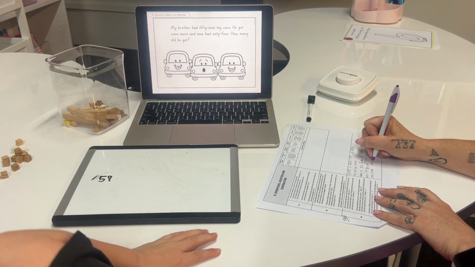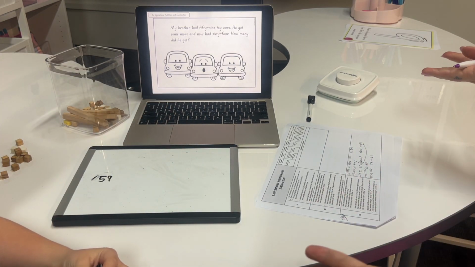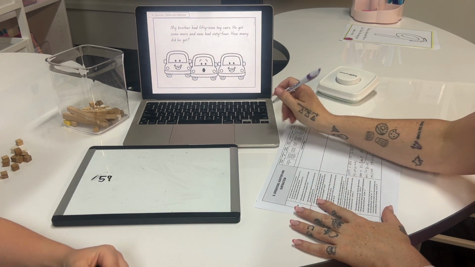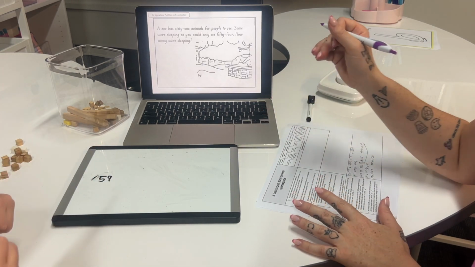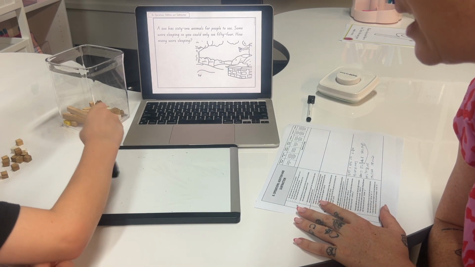Whoops. That's all right, you're good. Oh my God. So you split the 5 into 1 and 4. Yeah. Awesome. Snapped off. I like it. I like how you explained that.